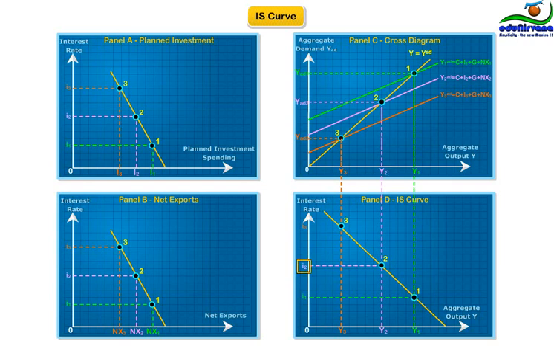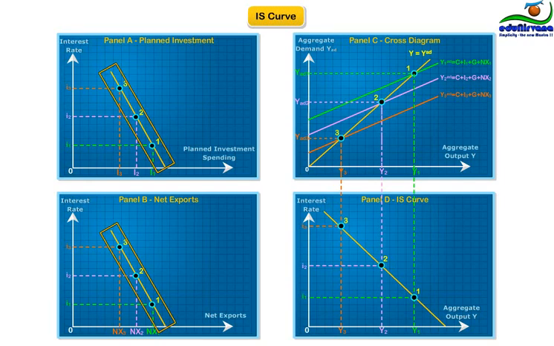Finally, the highest interest rate I3 in panel A and B leads to the lowest level of planned investment spending and net exports, and hence the lowest level of equilibrium output in panel C, which is plotted as point 3. The line connecting the 3 points is called the IS curve. It shows the combinations of interest rate and equilibrium aggregate output for which aggregate output produced equals aggregate demand.